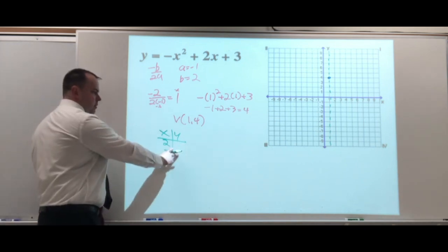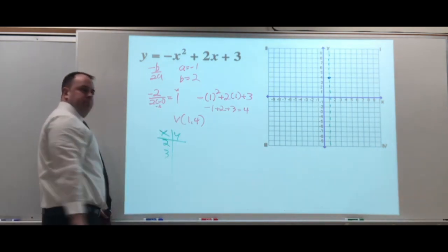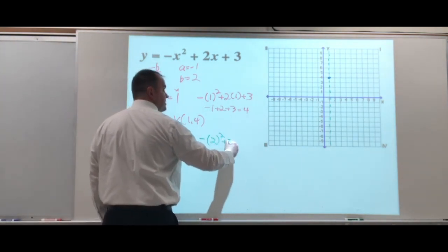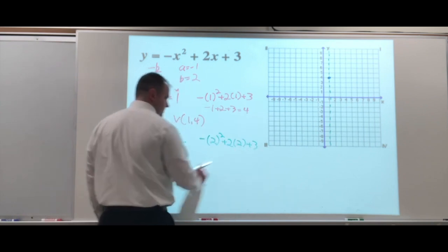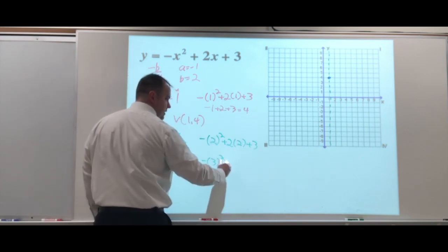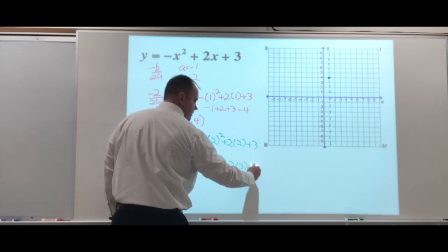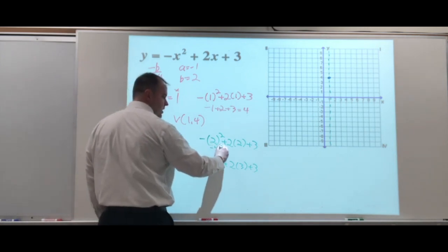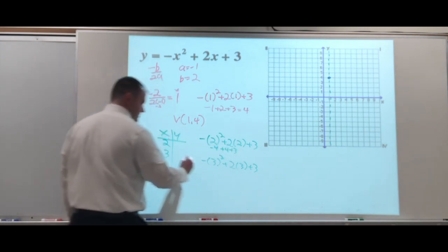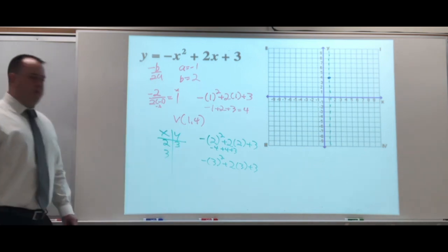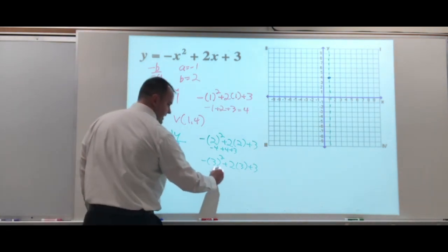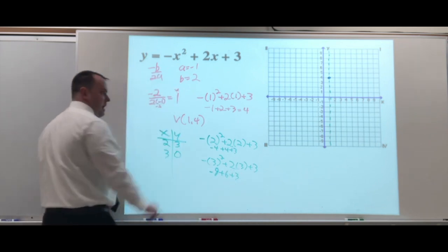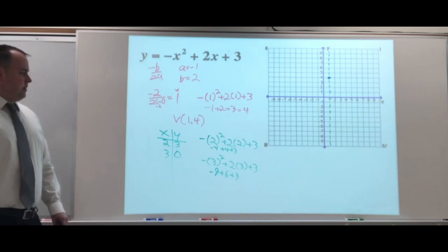Now what I'm going to do to get my y values, just like I found my vertex, I plugged into the equation, I'm going to do that same work here. -2 squared plus 2 times 2 plus 3. -3 squared plus 2 times 3 plus 3. And see what we end up getting there. -4 plus 4 plus 3. That's only going to be 3. So our 1 point is 2, 3. Down here we have -9 plus 6 plus 3. That's only going to give me 0. We're going to have 3, 0, our other point.